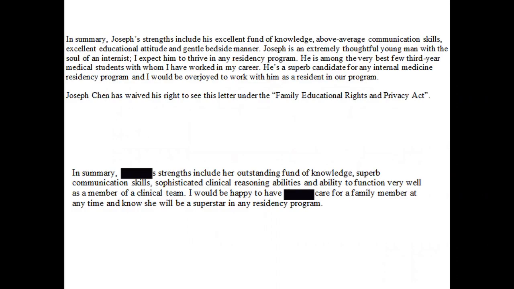So here are two examples. I described his strength. This was a long time ago, I said he had the soul of an internist. I hope everybody got what I meant. He really did have the soul of an internist. I said he's among the very best few third-year medical students with whom I worked in my career. I would be overjoyed. And then I don't know why I didn't use a comparative in the second one, but I would be happy to have her care for a family member, and I know she'll be a superstar in any residency program.